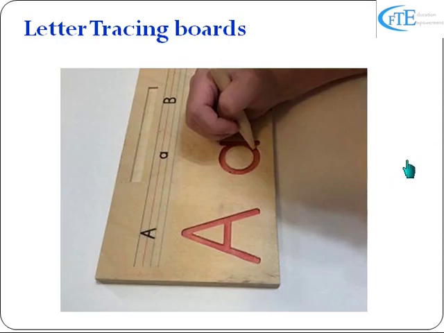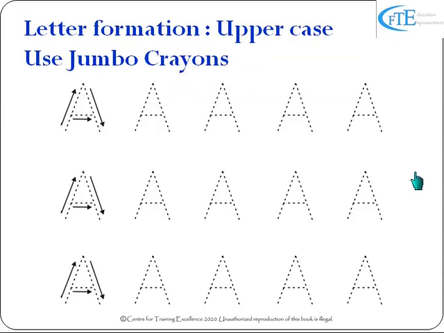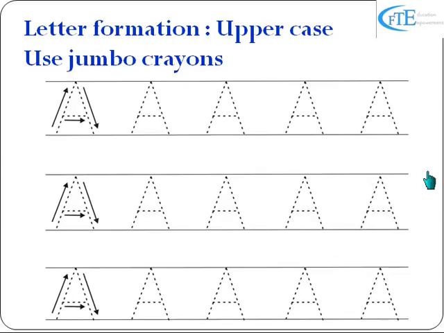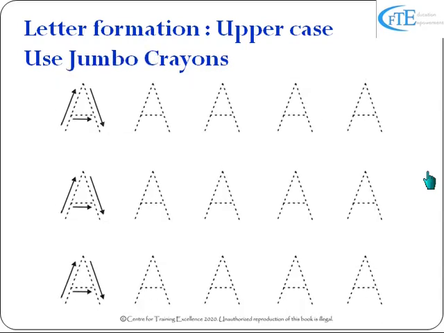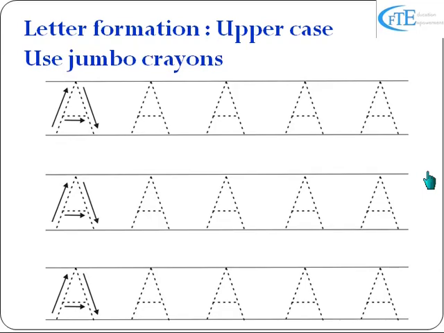Here is another good activity where the child traces the letter on wooden boards. Again, these are a little expensive, so it is your choice, not mandatory. Then we have letter formation, the uppercase, where the child follows the arrow marks. Notice how first the child traces the letter without a frame, and then we have a frame where these two lines now control the movement of the hand.